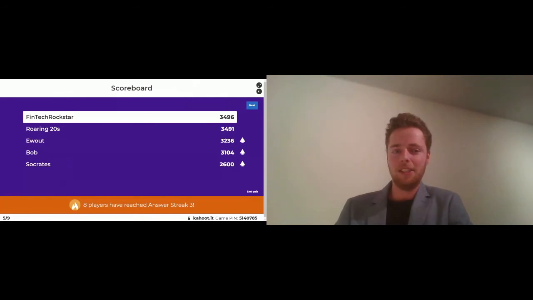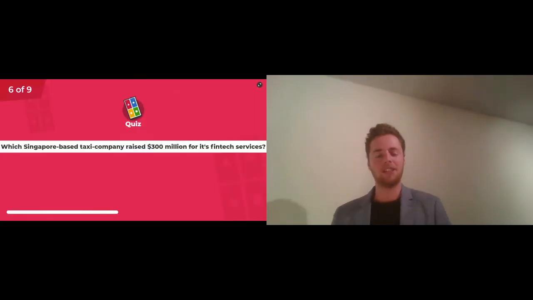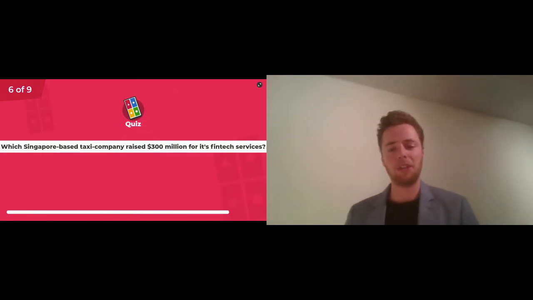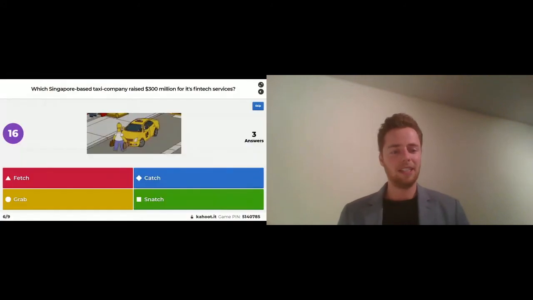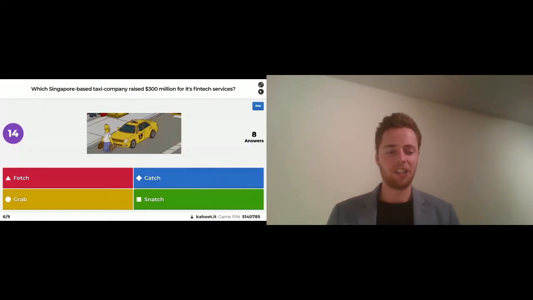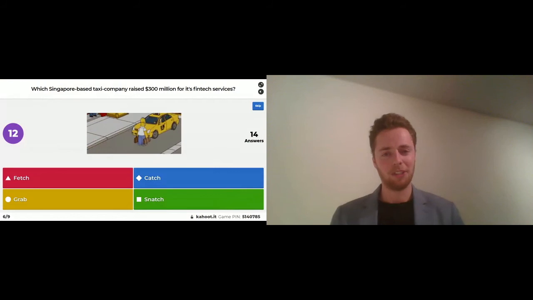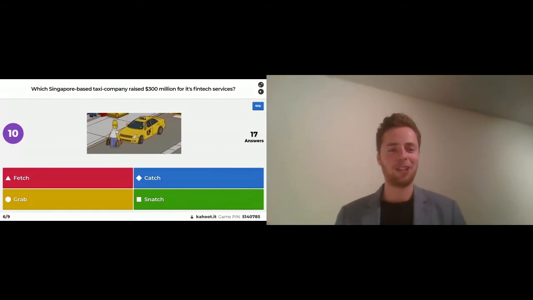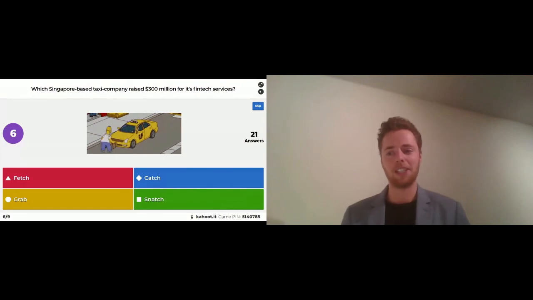Question number 6. Ladies and gentlemen, let's see what it entails. Which Singapore-based taxi company raised $300 million for its fintech services? Is it red Fetch? Is it blue Catch? Is it yellow Grab? Or is it green Snatch? So which Singapore-based taxi company raised $300 million for its fintech services? May I have your answers, please? Only 3 seconds remaining. This is question number 6.